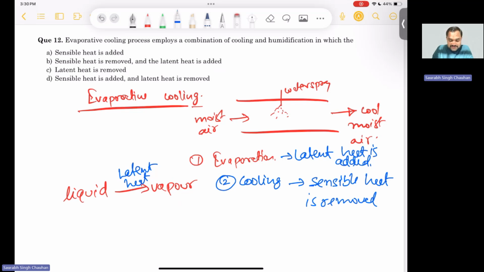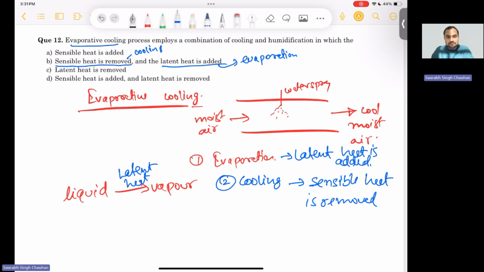And cooling means something which you can feel because of reduced temperature. So the heat associated with the cooling, or with reducing the temperature, is called sensible heat. So you are removing the sensible heat and you are adding the latent heat. Cooling is related to sensible heat being removed, and latent heat being added means evaporation. So during evaporative cooling the sensible heat is removed and latent heat is added.